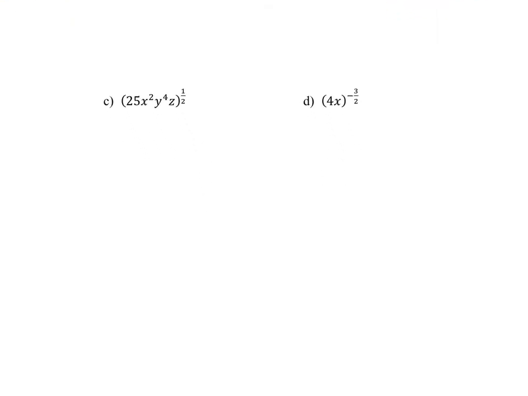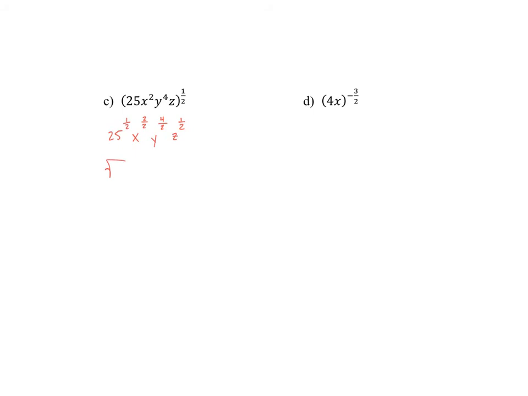So keeping that multiplication rule, our power rule, in mind, what we've got here with C is 25 to the 1/2 power times x to the, we multiply our exponents, 2/2 power, times y to the 4/2 power, times z to the 1/2 power. So some of these things will simplify here and make life easy for us.